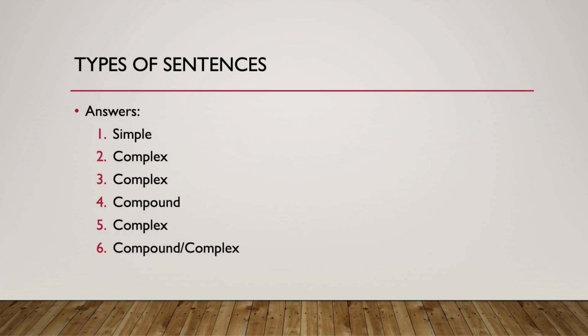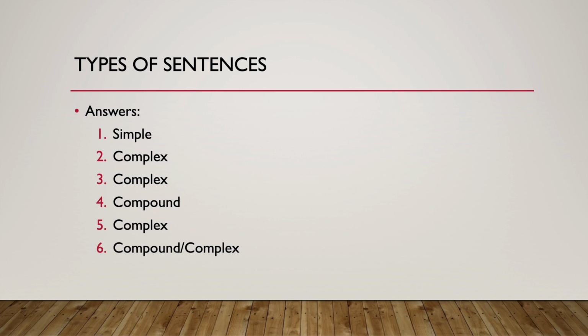The first sentence is a simple sentence, a complete sentence. The second sentence is complex. It has a complete sentence and part of a sentence. It has an independent clause and a dependent clause. Same with number 3. It is also complex. Number 4 is a compound sentence. It's 2 complete sentences joined together.